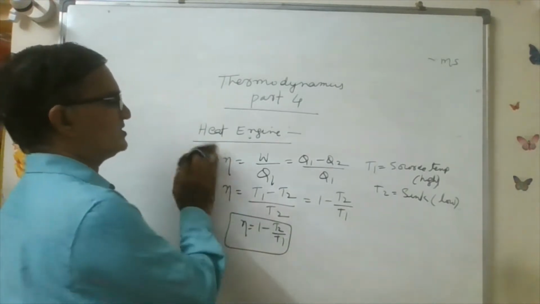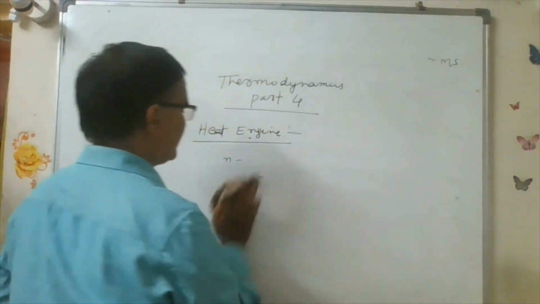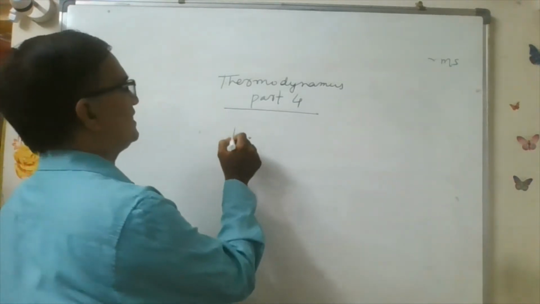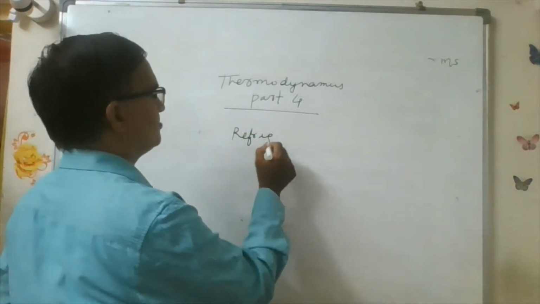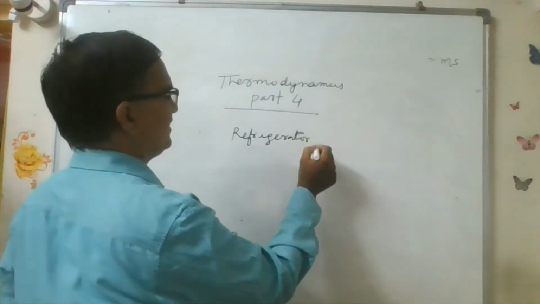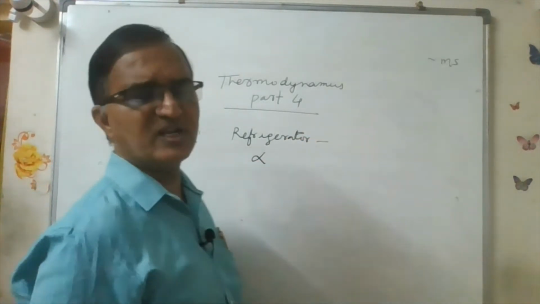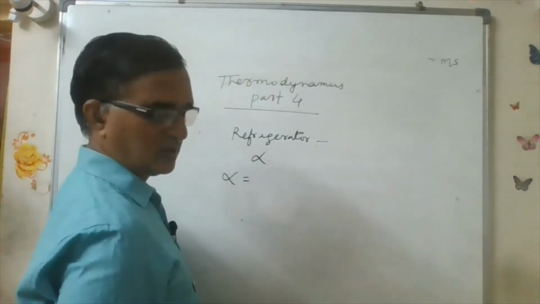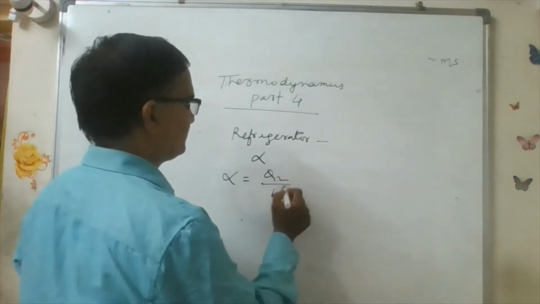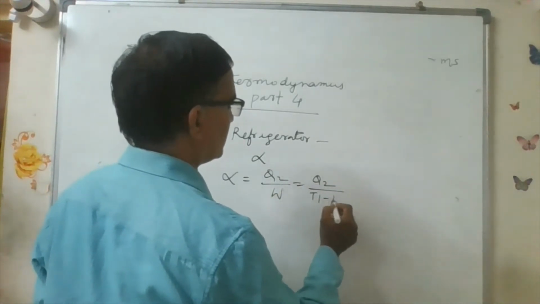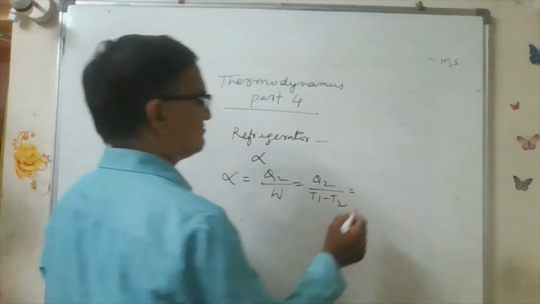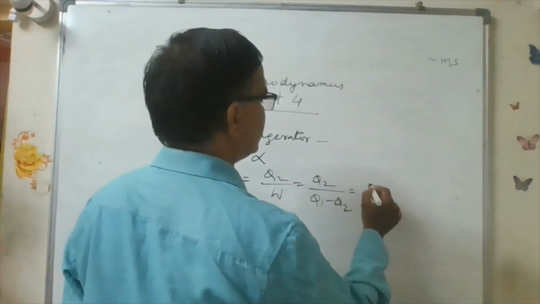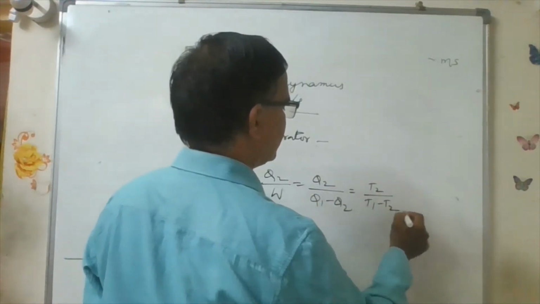And then you have the refrigerator. A refrigerator is the reverse of a heat engine. In this, you have the coefficient of performance alpha. In some books they write it as beta also. Alpha is Q2 by W. This alpha is called the coefficient of performance. Q2 by Q1 minus Q2, that is T2 by T1 minus T2.